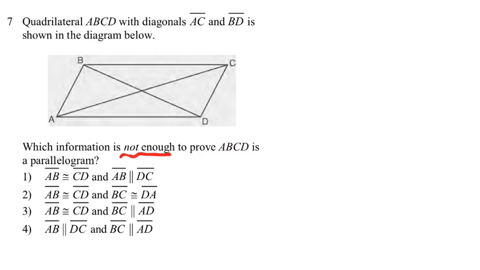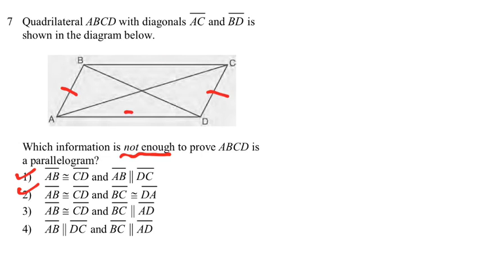Alright, let's move on to the next question here, number 7. Which information is not enough to prove that it is a parallelogram? So the first one is, when one side is parallel and congruent. Yes, it is in fact enough for you to prove that that is a parallelogram. How about the second one? When the opposite sides are congruent, we realize that it's also enough for us to prove that it is a parallelogram.